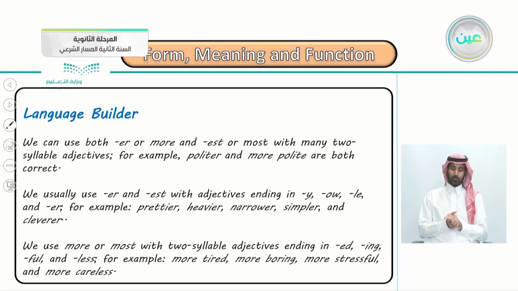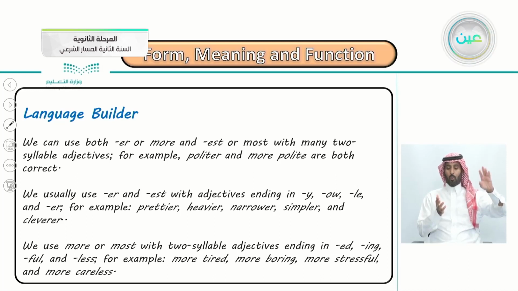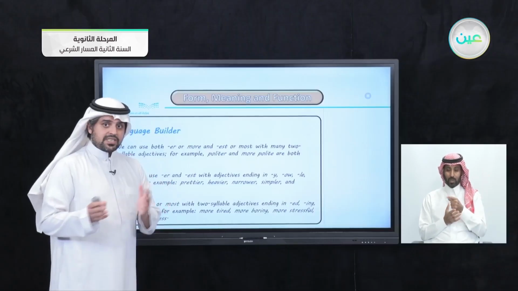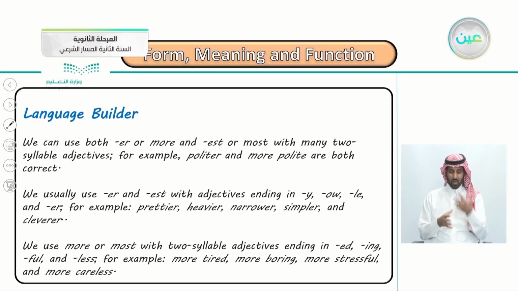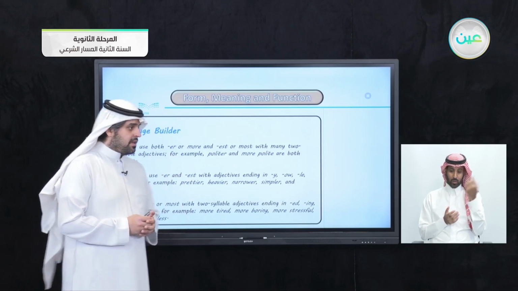We usually use ER and EST with adjectives ending in Y, OW, LE, and ER. For example, the adjective pretty, we say prettier. The adjective heavy, we say heavier. Narrow, narrower. Simple, simpler. And clever, we say cleverer. So we usually add ER or EST, so we treat them as if they were a one-syllable adjective.